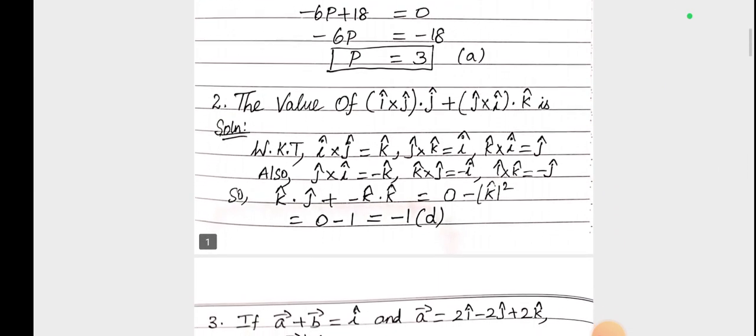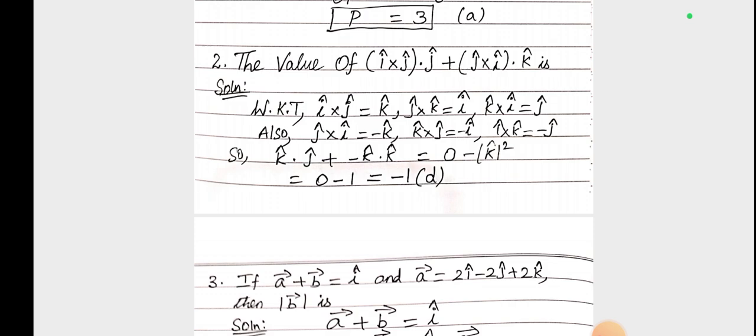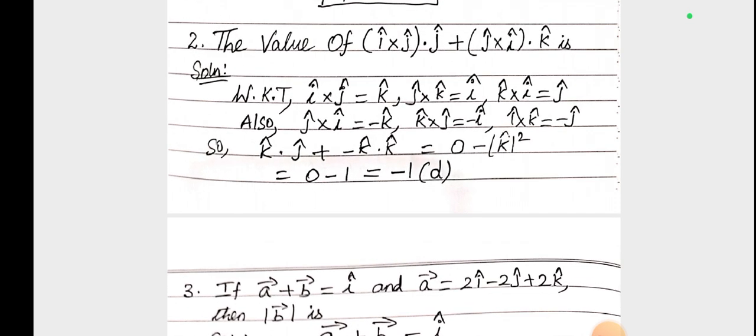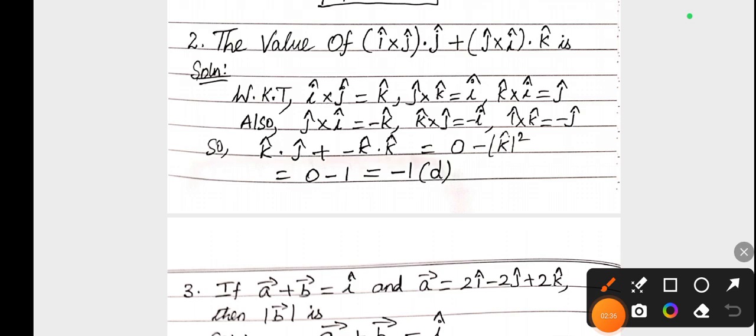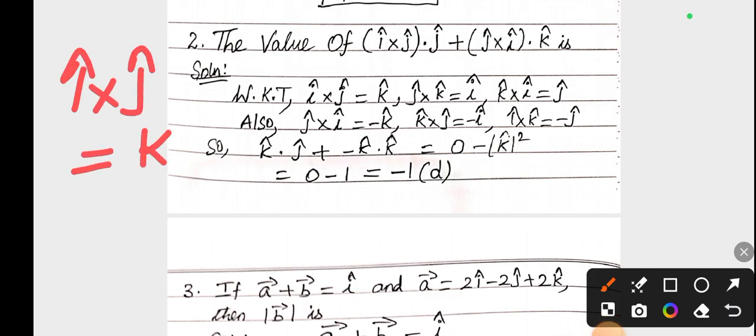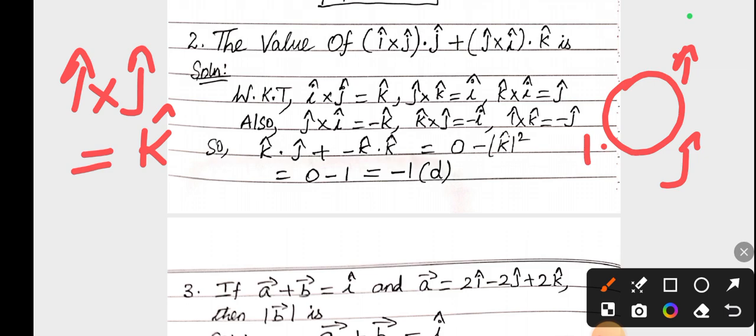Now go for the next board exam question, question number 2. It was actually very much easier. I vector cross j vector, if you see, children, is nothing but k vector. It's like a cycle: i, j, then k. i cross j is k. Then j cross k is i. Then k cross i is j.